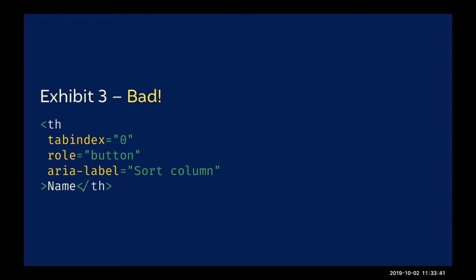And if the role button wasn't there, everything in that column would be labeled sort column. And as most columns probably would be columns to sort, that means everything would be labeled with sort column, which makes no sense. Name is much better as a label there. So make sure that this doesn't happen.